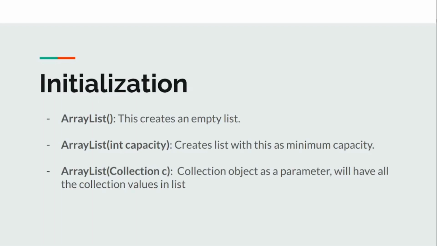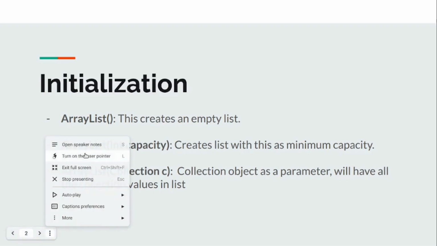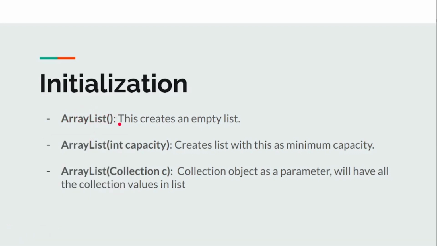Now to initialize the ArrayList we have three constructors. This first constructor creates an empty ArrayList. We'll go into depth on each of these constructors, but for now let's just understand the basics. The second constructor initializes the ArrayList with an initial capacity. So I can create a new ArrayList of capacity 5, so it will create a list with this as the minimum capacity. And third is the ArrayList of collection C. This means that it will add all of the values from the collection C to that ArrayList.